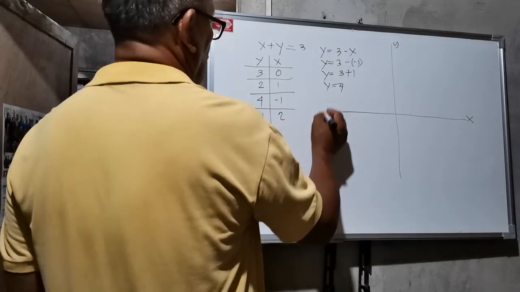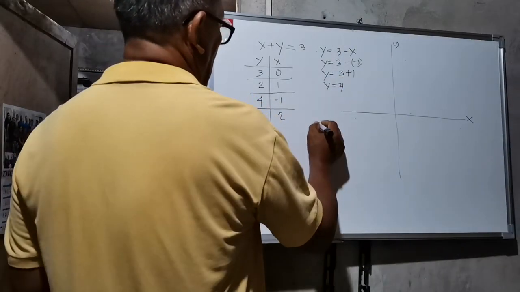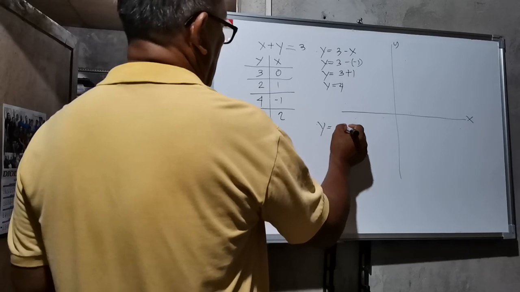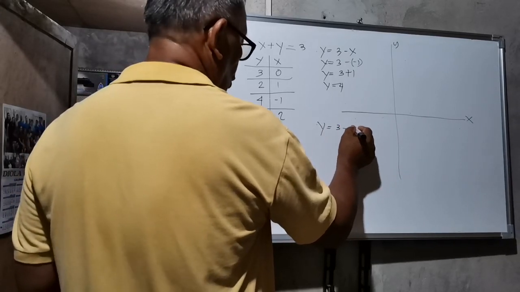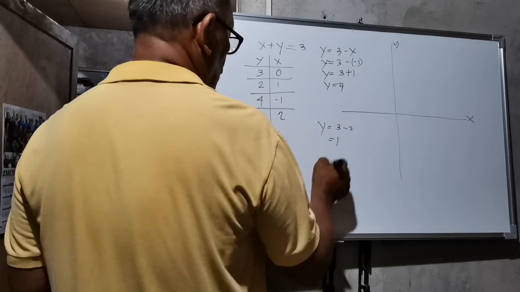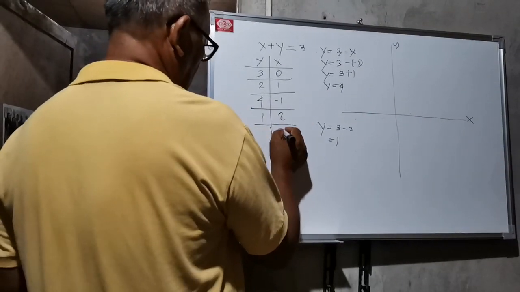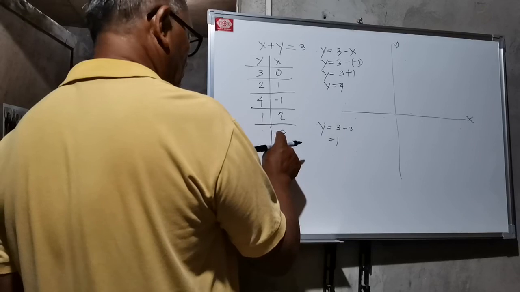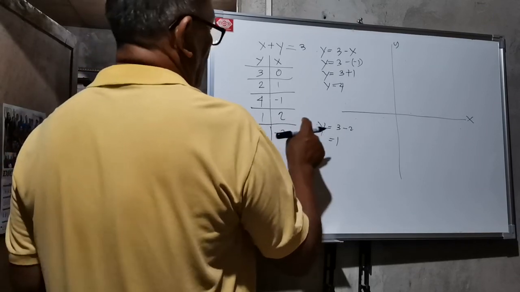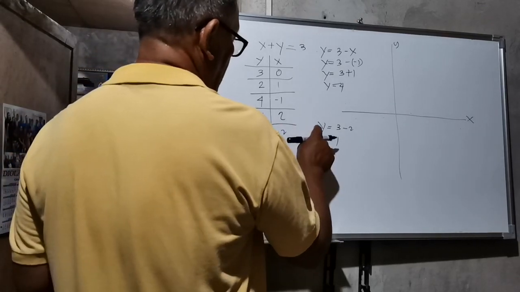I'm going to show you the computation using this formula. Y is equal to 3 minus 2. Therefore, y is equal to 1. And lastly, negative 2, we are going to use the value of x to be negative 2. If x is negative 2, what should be the value of y?